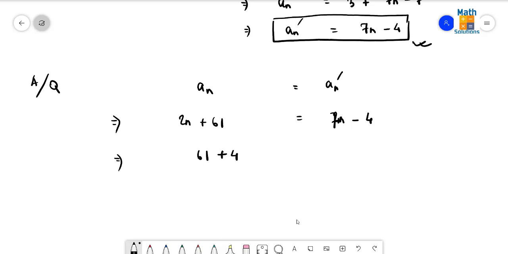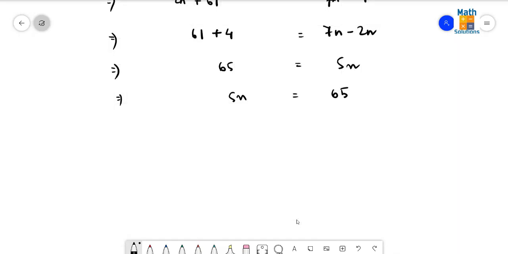61 plus 4 is shifted to the opposite side, and then after 7n minus twice n, and the result comes as 65 is equal to 5n. So what do I get? 5n is equal to 65. Just interchanging the sides, I get n is equal to 65 by 5, and our answer comes as n is equal to 13. So the 13th term of both the APs are equal.